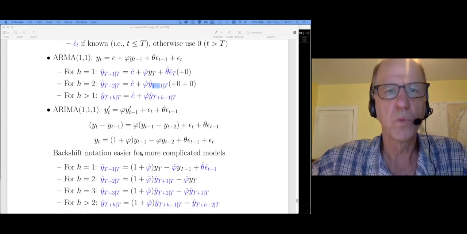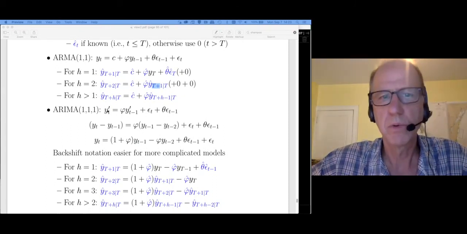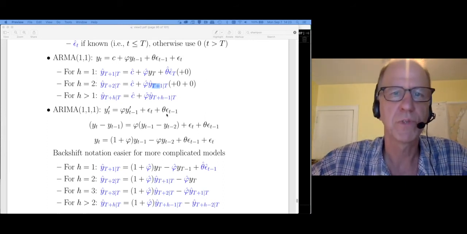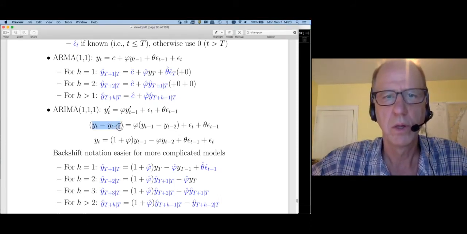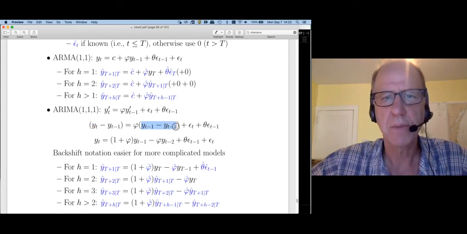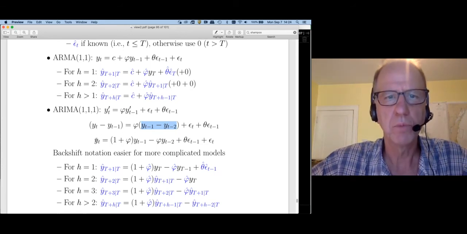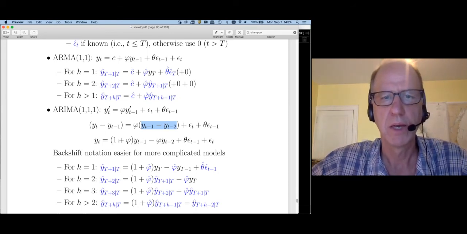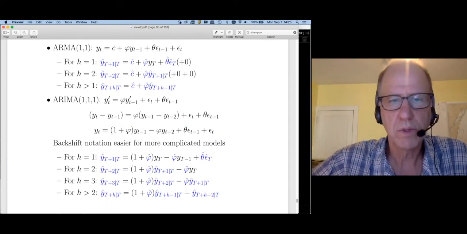For an ARIMA 1,1,1 model, we have to worry about the differencing. So here's a statement of the ARIMA 1,1,1 model without any drift constant. I'm going to replace the differenced yt with what that difference means, yt minus yt minus 1. I'll do the exact same thing for the differenced yt minus 1 value. Now I'm going to move yt minus 1 over to the other side, collect my terms, and this is my equation. So having solved for yt, let's look at what the equations would be for h equal to 1, 2, 3, and so forth.